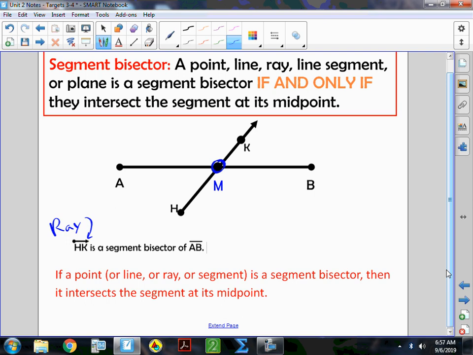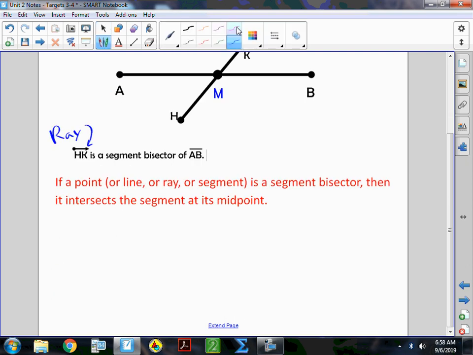So I could say that point M in this diagram is a segment bisector of AB. I could say that segment HK is a segment bisector of segment AB. That means that it takes segment AB and finds the midpoint of that segment. We could also just say that this ray HK, starting at H going all the way through K, is a segment bisector of segment AB. Now that's all the definition tells us, but we know what a midpoint is, and so we could keep going a little bit.